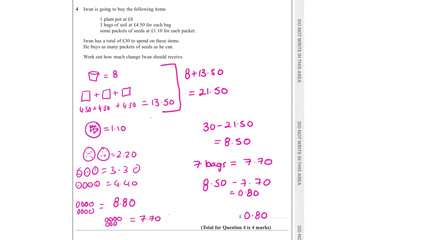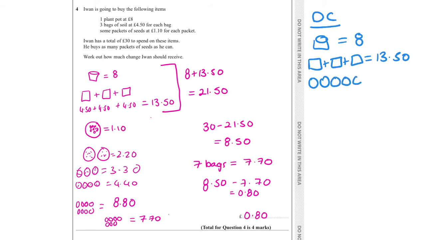In these types of questions, we have to think about, does this really make sense? Okay, and let's think about it now. We don't have to do this, but let's just have a quick double check. Right, let's double check. If he bought 1 plant pot, how much is that? £8. If he then bought 3 bags of seeds, how much was that? £13.50. How many bags of seeds did we buy? 7. And what did we say that cost? £7.70. Let's just check. How much do they all add up to?